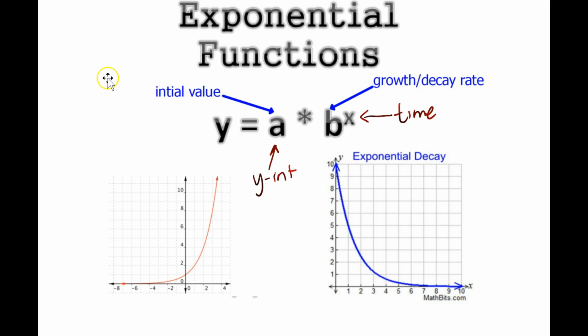So we have one function over here, and I didn't write it, so you write it. I forgot to put it on. This is exponential growth. This is an exponential growth graph, and this is exponential decay. So what does it remind you of? Okay, it looks like it's going up to the right.